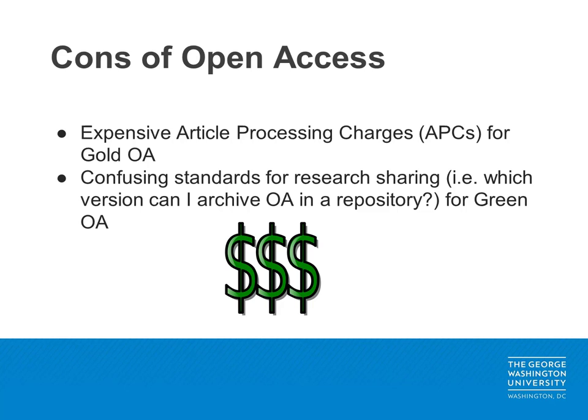Unfortunately, open access publishing and readership models also have their challenges. Gold open access publishing models often entail expensive article processing charges or APCs. And green open access often has confusing distribution standards that present barriers for some authors. Nevertheless, there are a few resources that can help you to publish or archive OA versions of your research despite these limits.